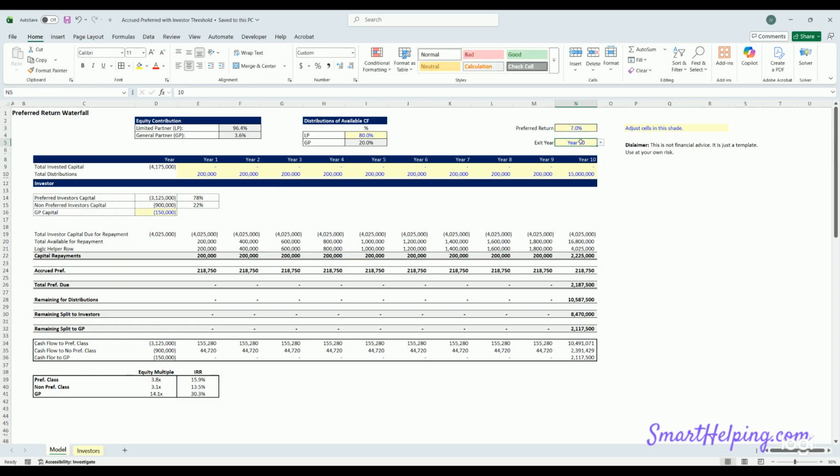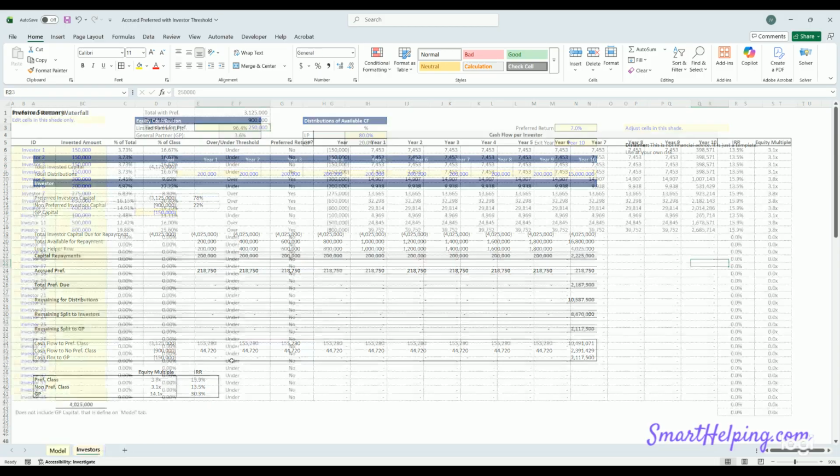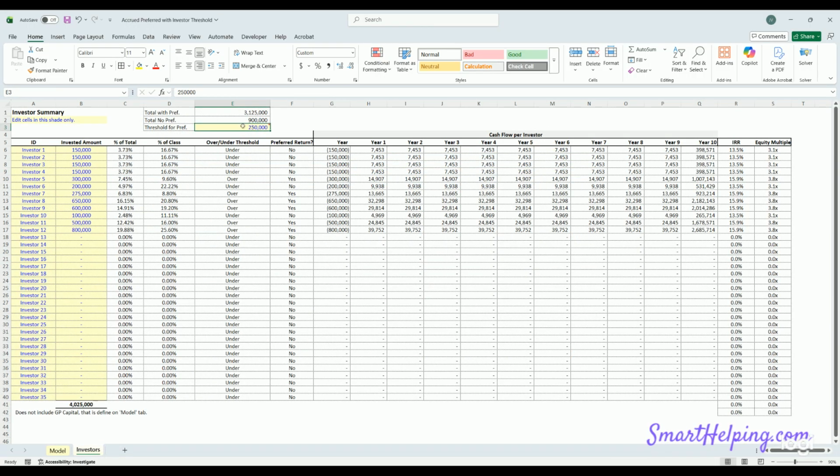Exit year is here, and the user is just going to be entering the possible distributable cash flows here in row 10. Actually, it's not really built for any further investment after the initial one. So let me put a square here. Any investor over 250,000 in this case is going to get a 7% accrued pref.